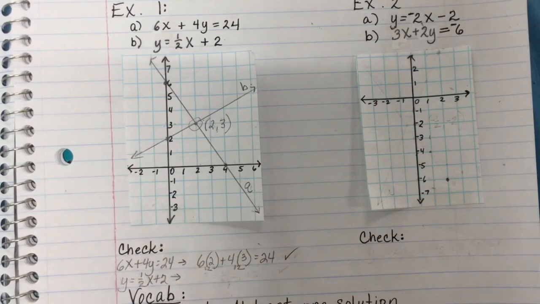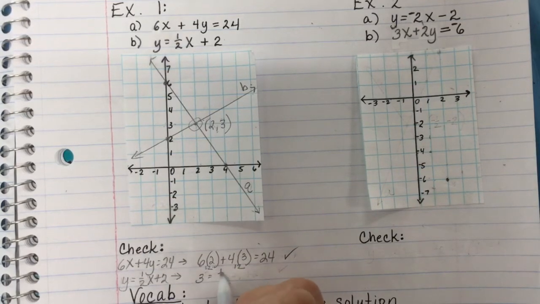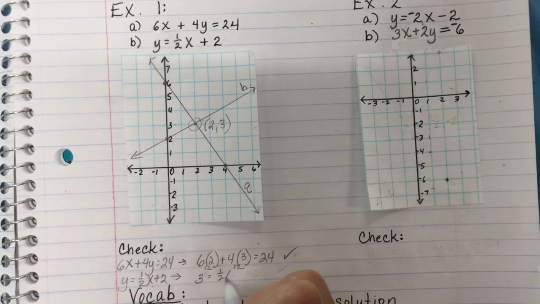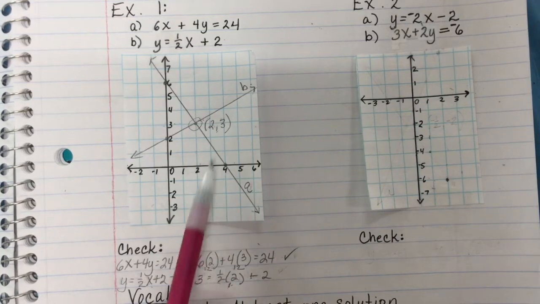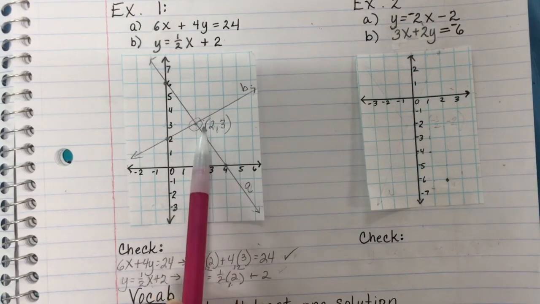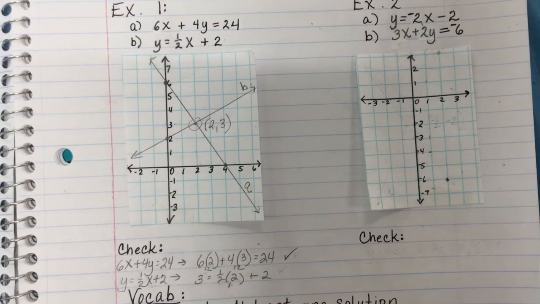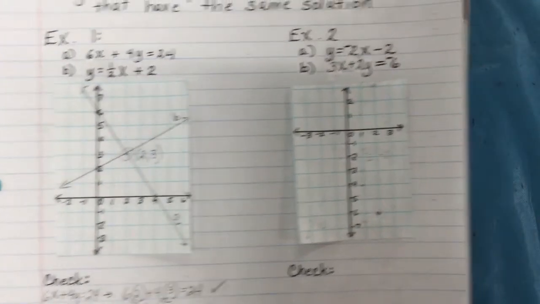All right, so here's our equation. We're going to change the y to 3. We're going to change the x to 2. And so this says half of 2, which we know is 1. 1 plus 2 does equal 3. So our coordinates 2, 3 is a solution that works in both equations. All right, let's do that again with example 2.